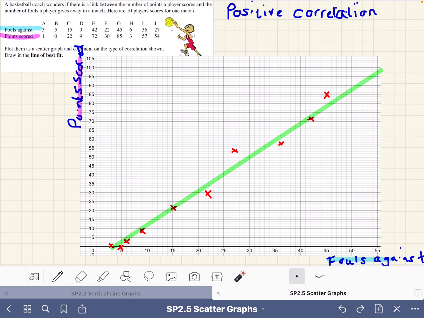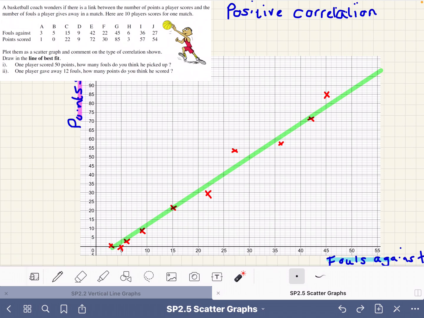We could see that there was a trend that went up the graph, suggesting as the number of fouls a player gives away increases, so too does the number of points that player scores. This can be described as positive correlation. We drew in a line of best fit, which will enable us to make estimates for other players. We will look at that now.